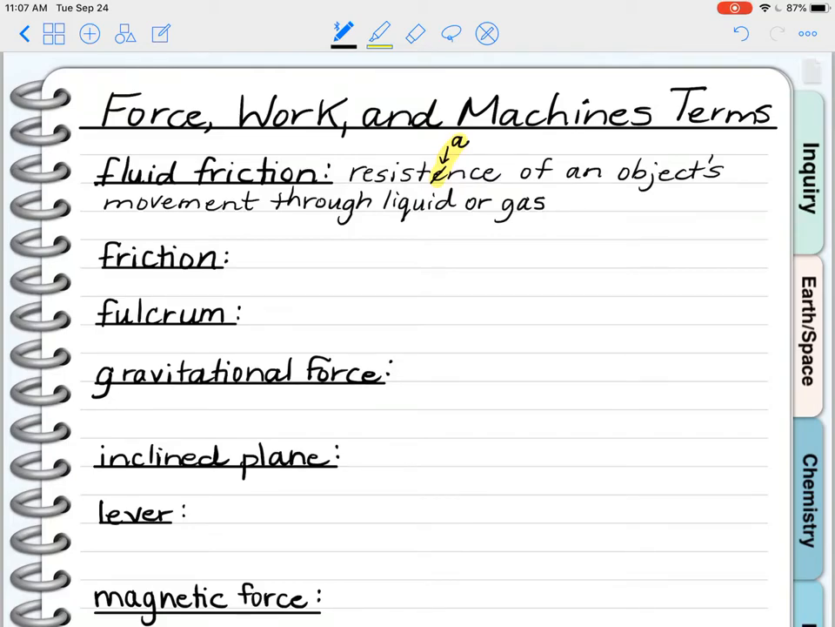Friction, just plain old friction. And remember, we had this in the last word problem where we talked about net force, and we had the lady pulling the sled and friction was working against her. Friction is resistance or opposition to motion.